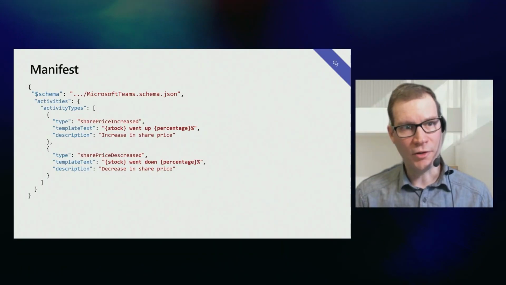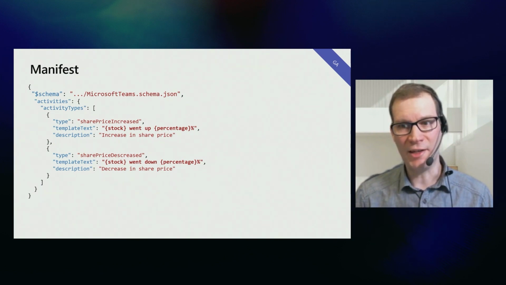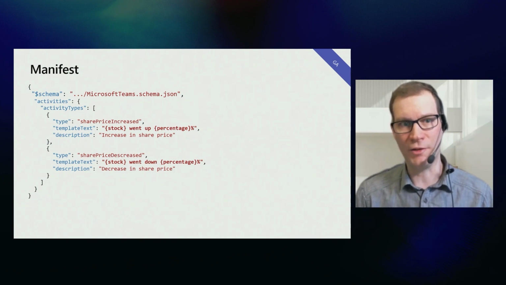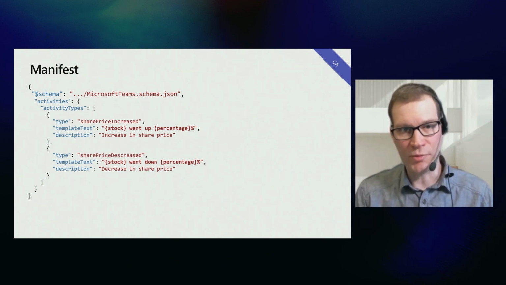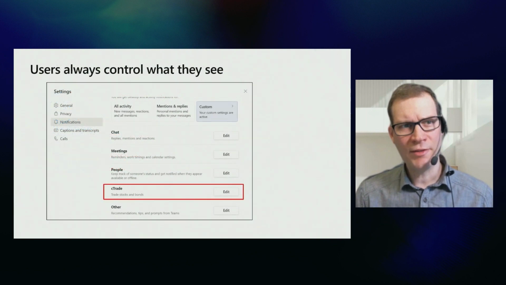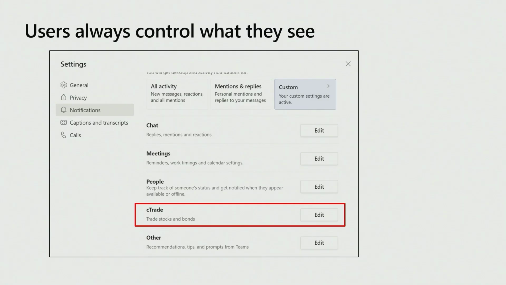When we declare those, we declare a template text, "stock went up %." So there are two parameters to that template, stock and %. When we go to send an activity feed notification, we pass in those parameters. The reason this data is in the manifest is so that users can always control these activity feed notifications.